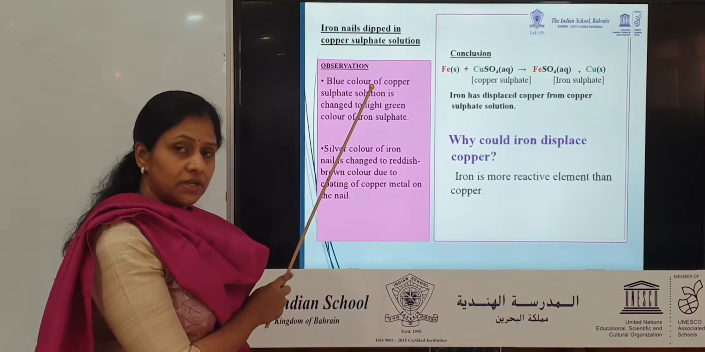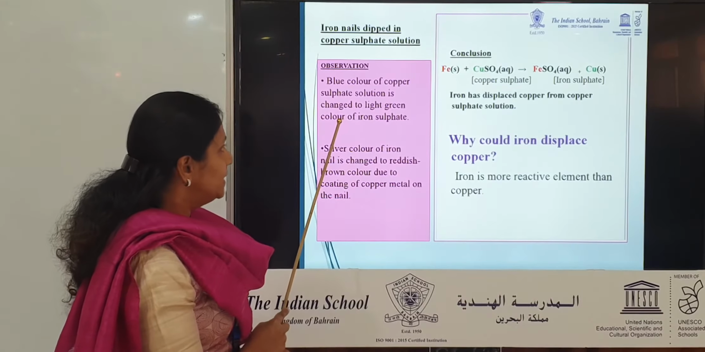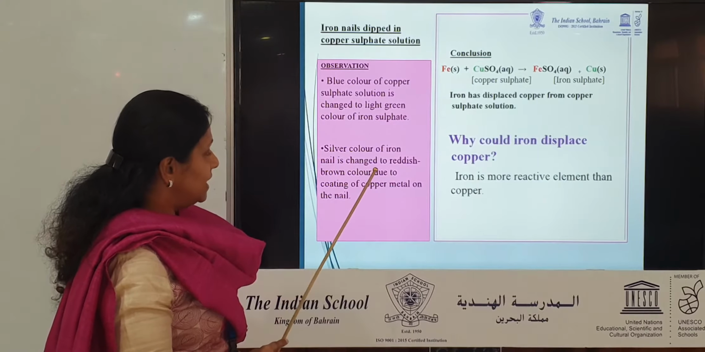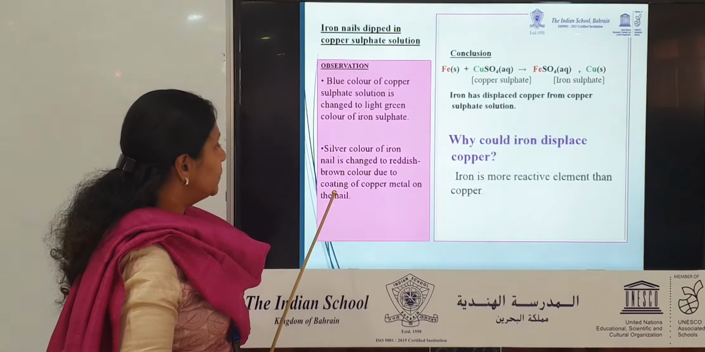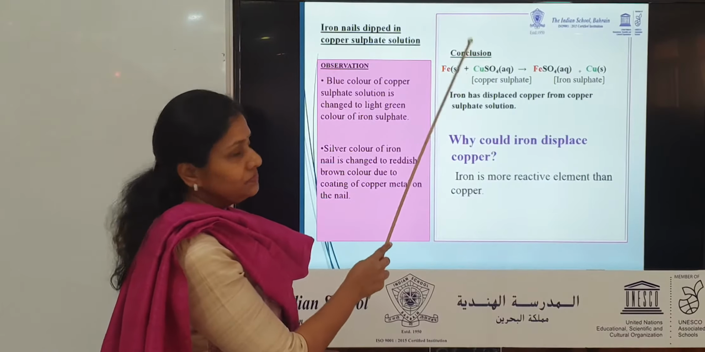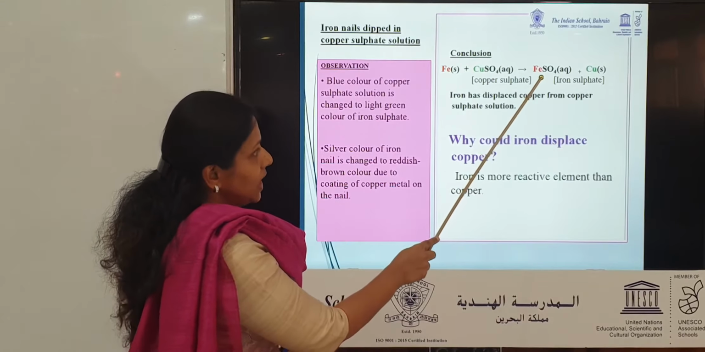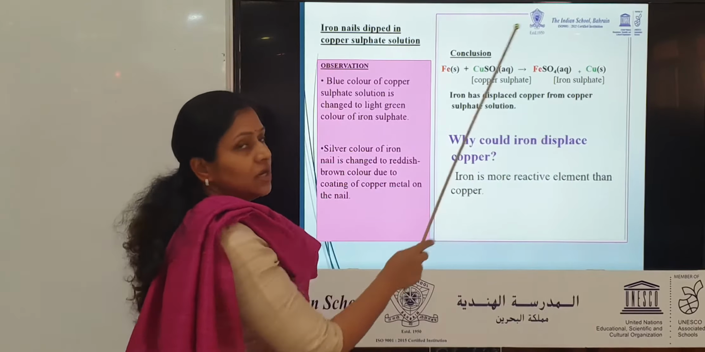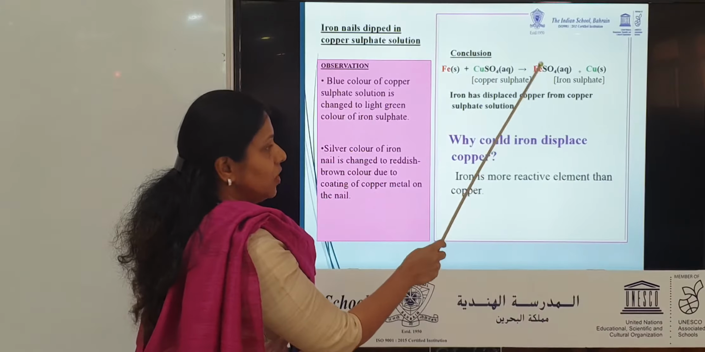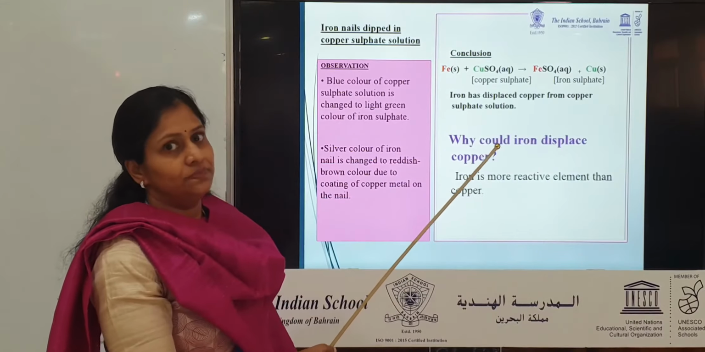See the observation children, this is very important. Blue color of copper sulfate solution is changed to light green color of iron sulfate. Now silver color of iron nail is changed to reddish brown color due to coating of copper metal on the nail. So the reaction you can see here is metallic iron plus copper sulfate solution, you are getting iron sulfate and metallic copper. So iron has displaced copper in this case, iron sulfate is formed along with metallic copper. So you can call this a displacement reaction.